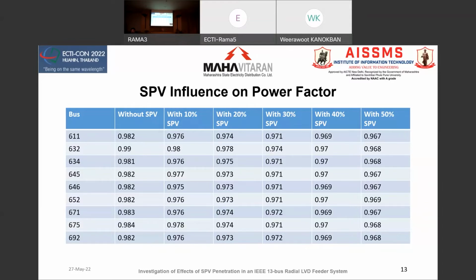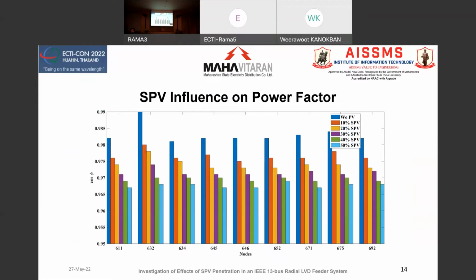The same table is shown in the form of a spread of the power factors at the different nodes in a graphical manner. Depending upon the single phase or three phase loads, we have seen that the effect on power factor is different, and hence the graph is in this corresponding manner.